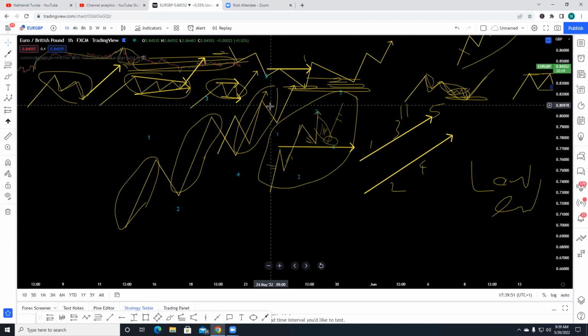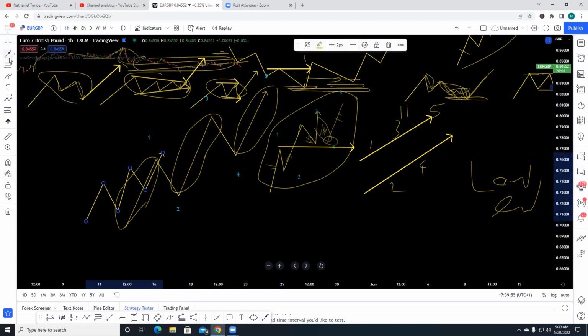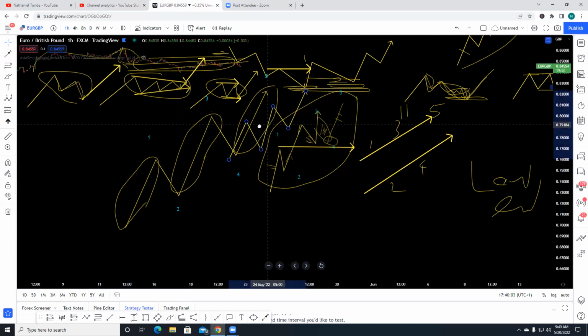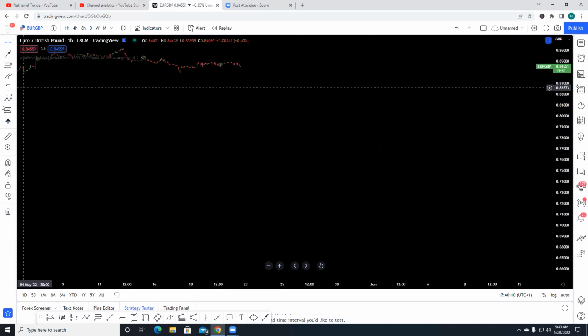So if this diagonal occurs in wave 1, it's going to break down in 3 waves to form wave 2. Do you understand? If this diagonal occurs in wave 5 of an impulse, it's going to break down to form ABC. Let me show you. All right.